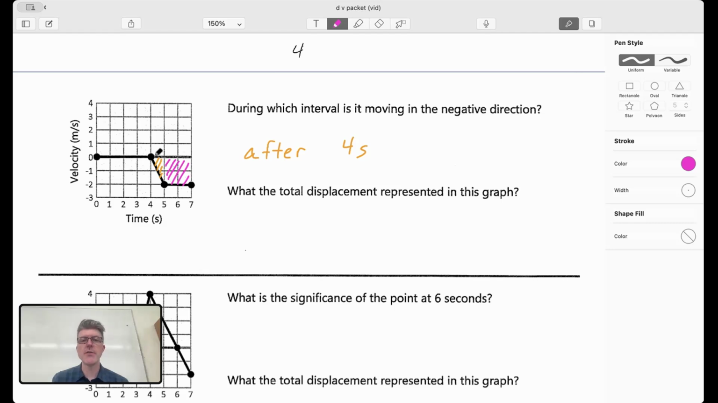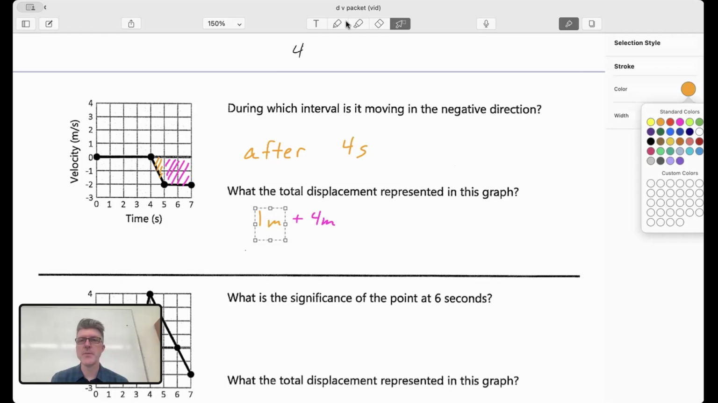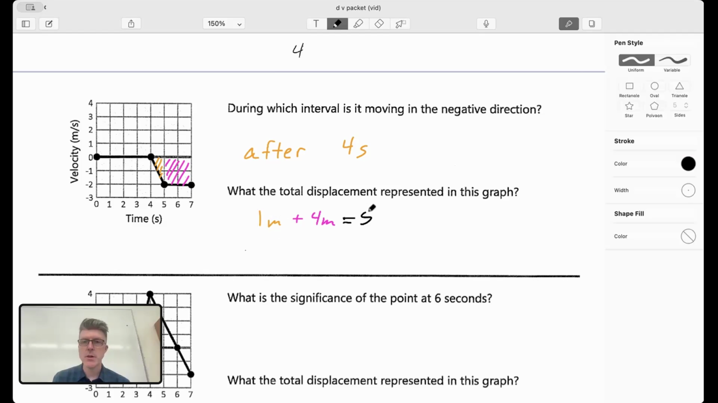So it looks like we have 1 plus 4. So that would be 1 plus 4. I should make this one orange. The total would be 5. Okay.